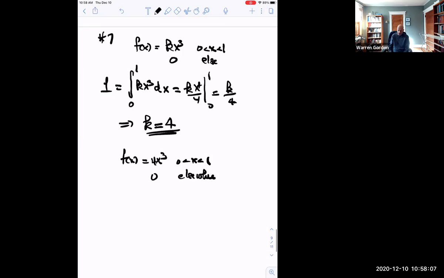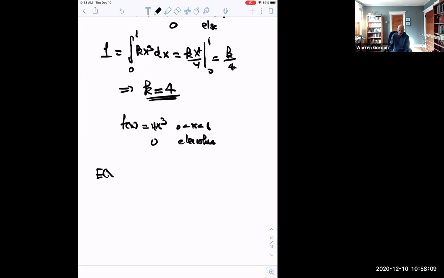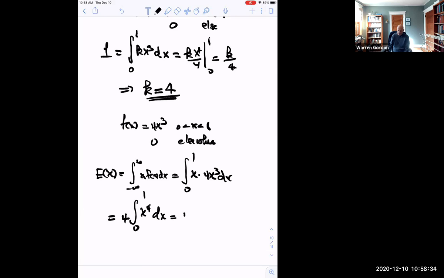And by the way, while I'm at it, let's find E of x. We need that. That's just the integral of x f of x. In this case, it's just the integral from 0 to 1 of x times 4x cubed dx, which is 4 times the integral from 0 to 1 of x to the 4th dx, or 4 x to the 5 over 5 from 0 to 1, and that's just 4/5.